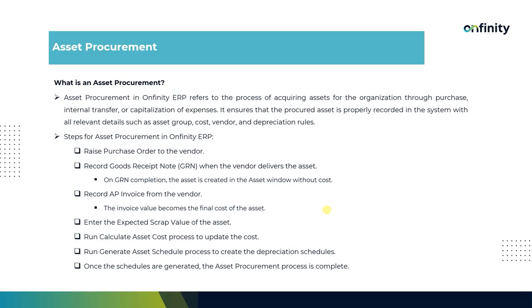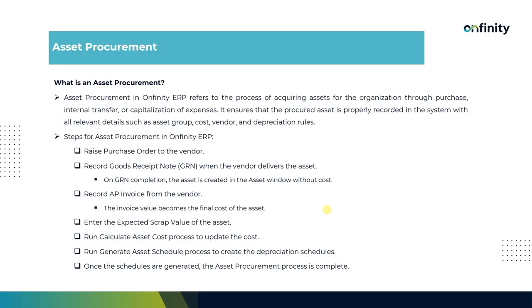The steps for asset procurement in Onfinity ERP are as follows. Raise a purchase order to the vendor. Record the goods receipt note when the vendor delivers the assets. On GRN completion, the asset is created in the asset window without cost. Record the AP invoice from the vendor so that the invoice value becomes the final cost of the asset.